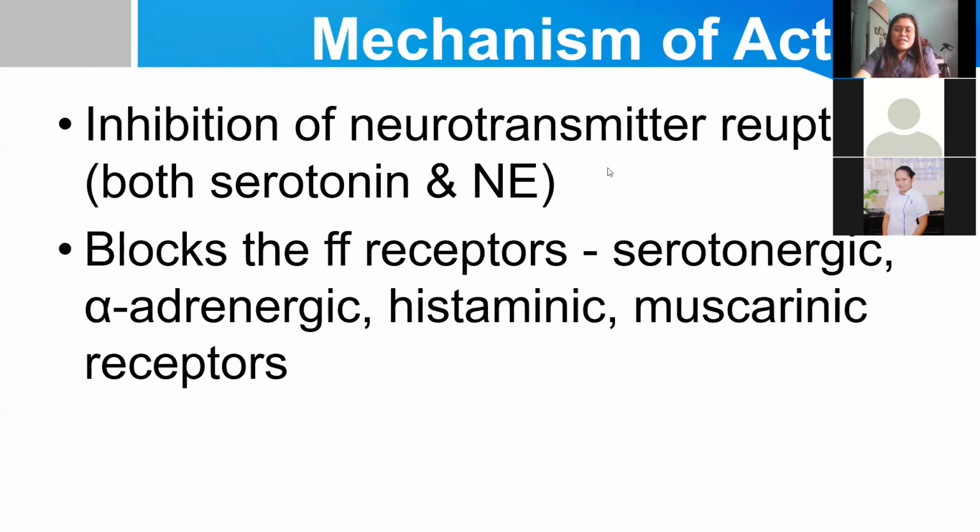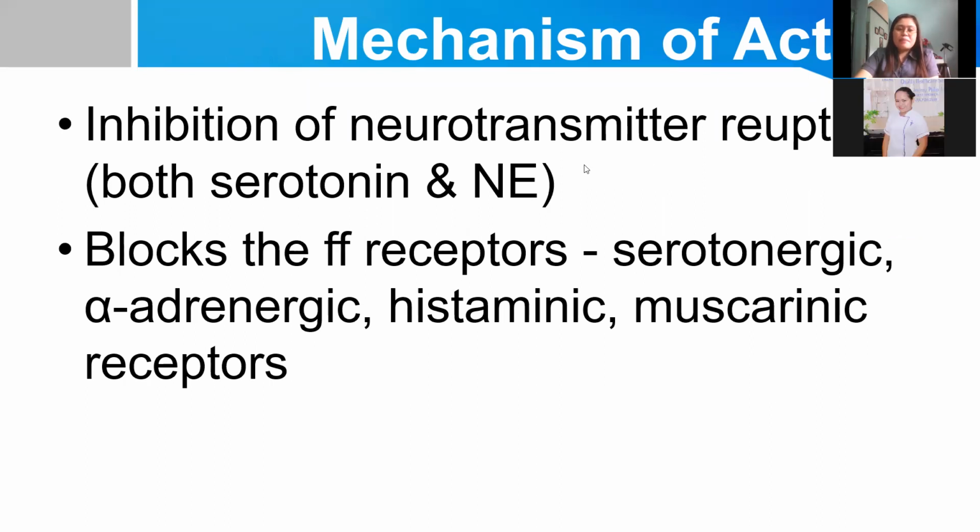Now, what is the mechanism of action of our tricyclic antidepressants? Actually, tricyclic antidepressants are the same as SNRIs. They are serotonin and norepinephrine reuptake inhibitors. They have the same mechanism of action as the SNRIs. However, they are different when it comes to their structure and especially their adverse effects.